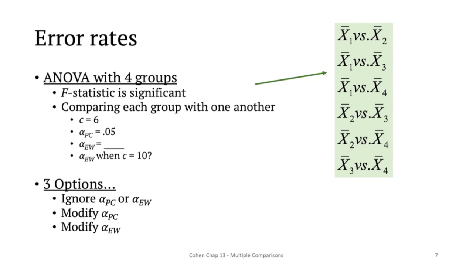So you have really 3 options of how to deal with this problem. One is ignore one or the other. So you can just say, we're just going to look at our experiment alpha, or we're just going to look at our pairwise comparison alpha. You can modify either one of them. So that's your 3 options. We're going to talk about all 3 during the course of this lecture.